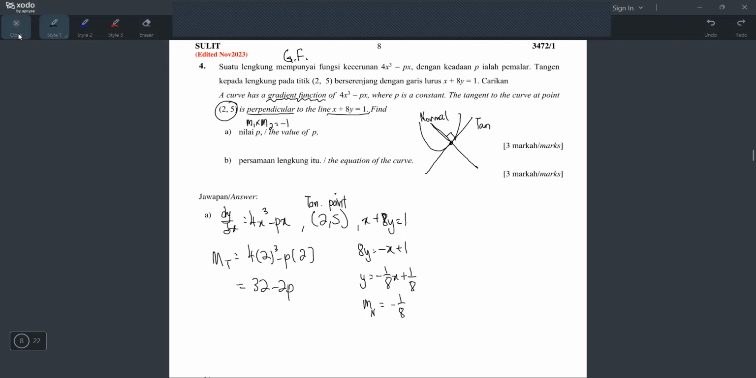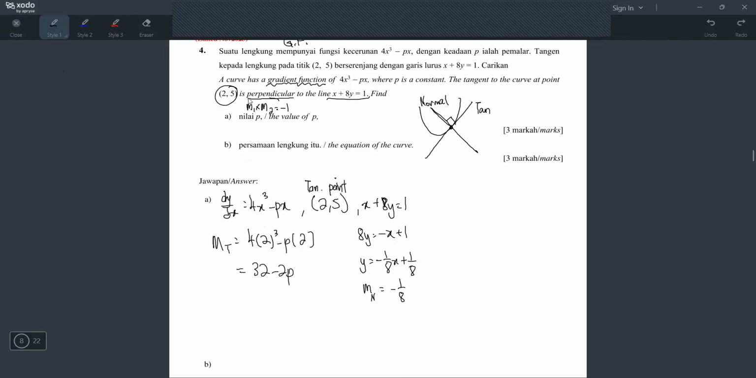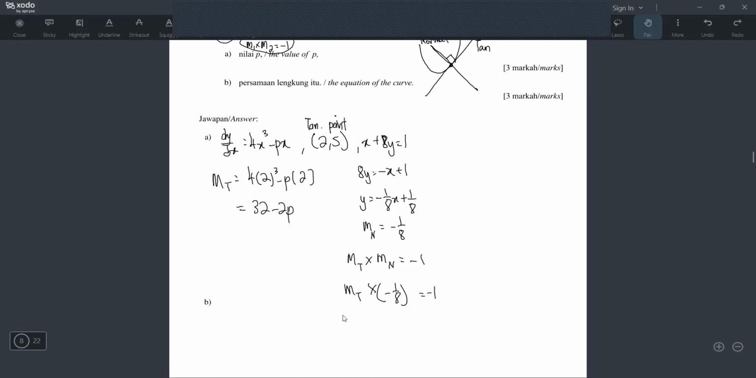But how do I get my gradient of the tangent? Well, we use this formula, because the gradients of the tangent and normal are always perpendicular. So my mt, which is the gradient of the tangent, times my mn will be -1, because they are perpendicular. That's why the two gradients multiplied give -1. And we already know my gradient of the normal is -1 over 8, and this is my mt, equals -1. And now you can solve for the gradient of the tangent, mt.